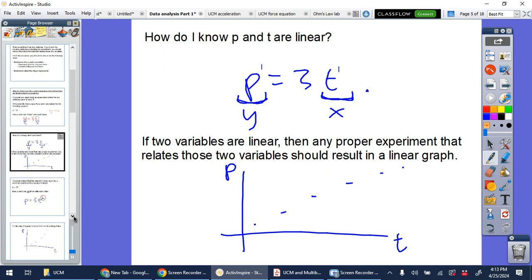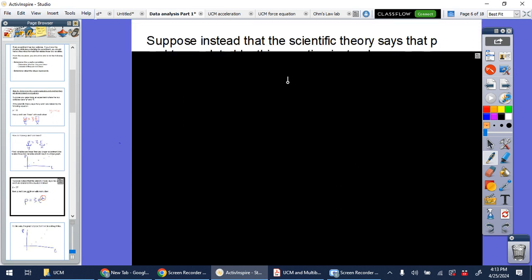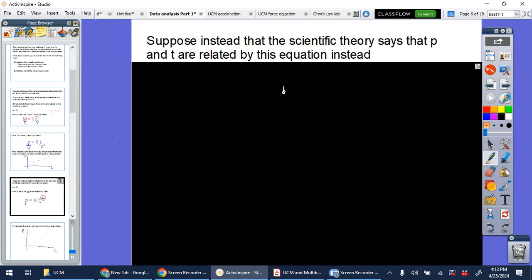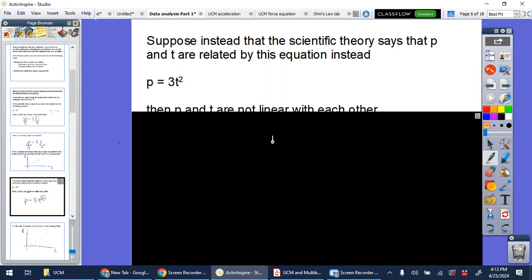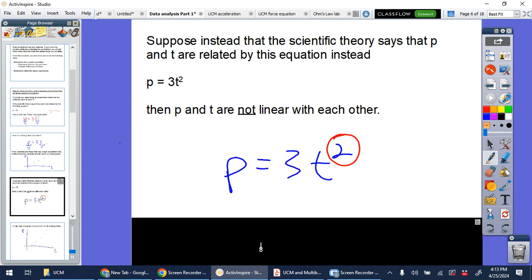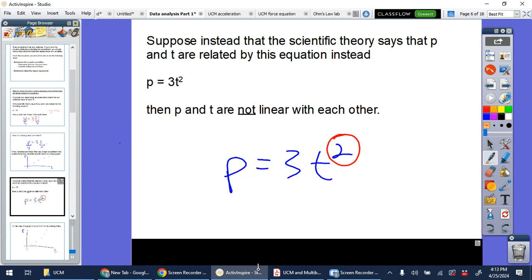Now, let me give an example of an equation where the two variables are not linear. So let's just say I had a different scientific theory, and that scientific theory says that P and T are related by this instead. All right. P and T are not linear with each other, right? Like for example, I would put my box around the y variable and x variable. Suddenly that pesky squared messes things up.